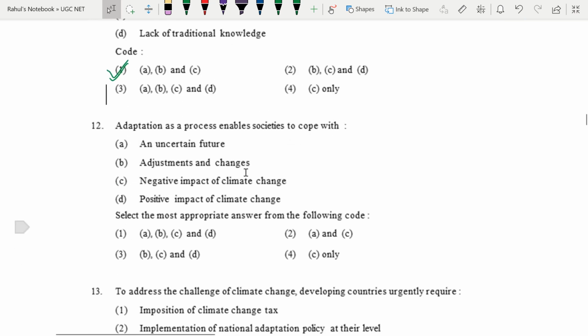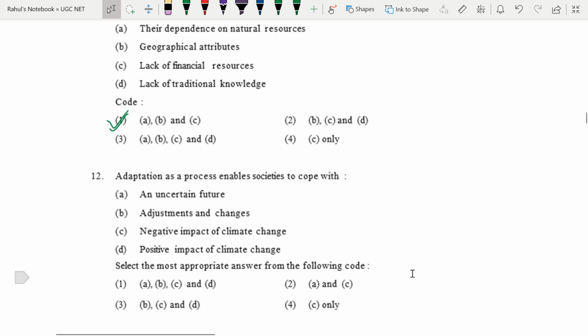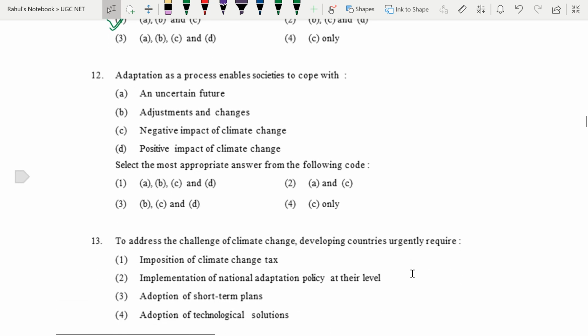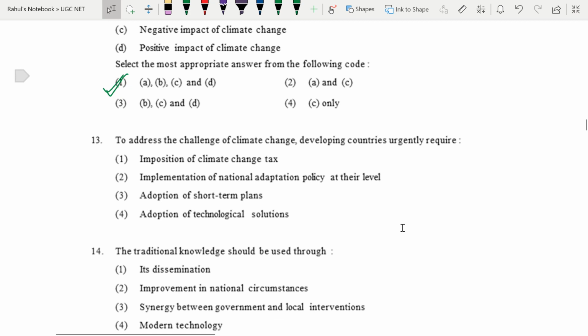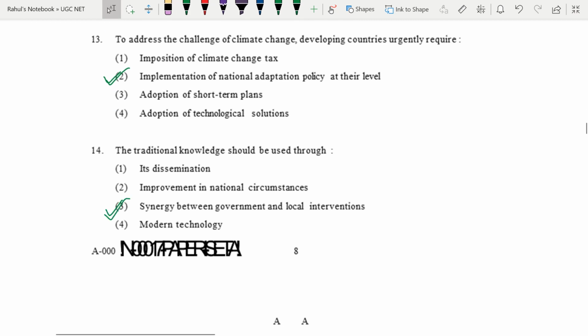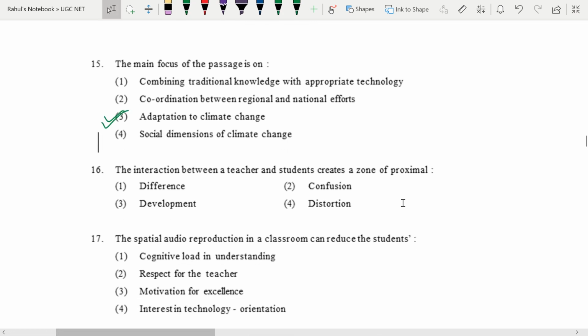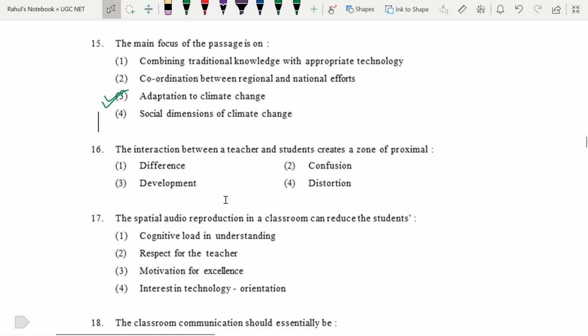So you just note the answers. For question number 11, option 1 is the answer. For question number 12, again option 1 is the answer because I have solved it earlier. For question number 13, option 2 is the right answer. For question number 14, option 3 is the answer. And for question number 15, option 3 is the answer. Okay, so don't worry. Now next 5 questions.